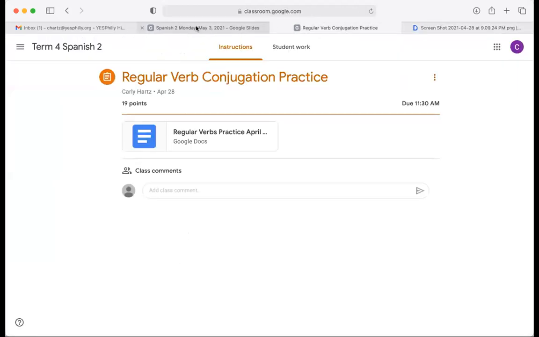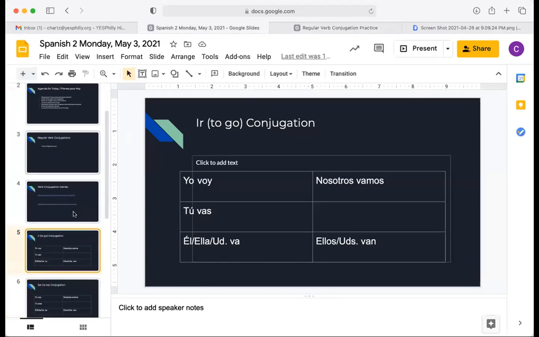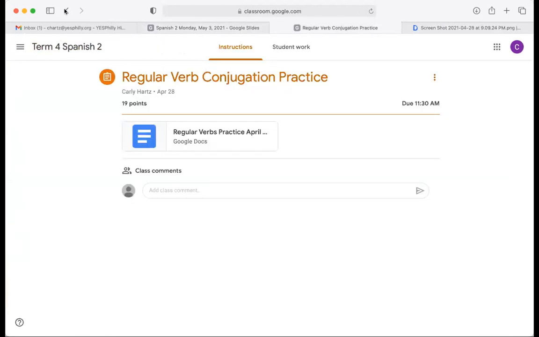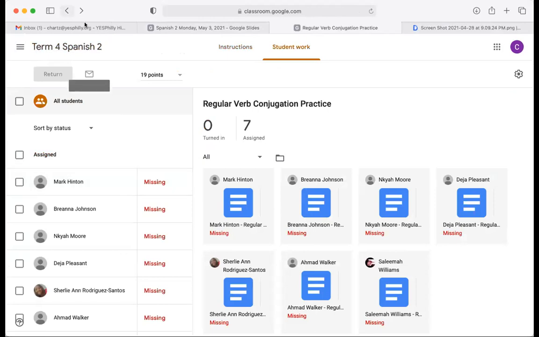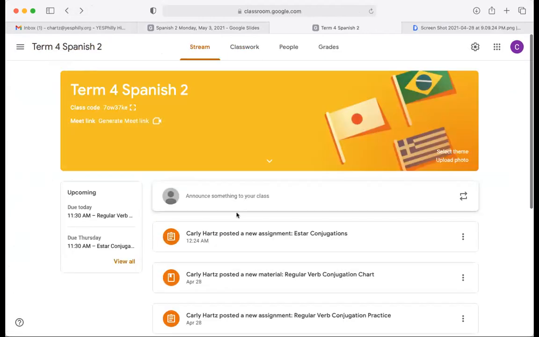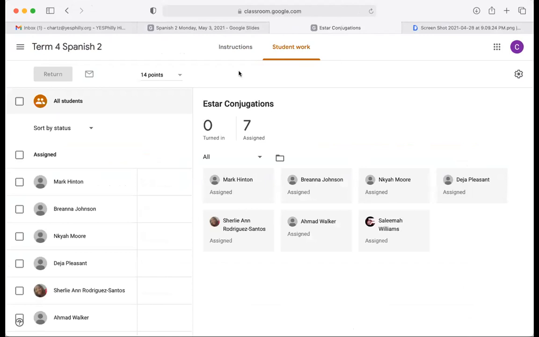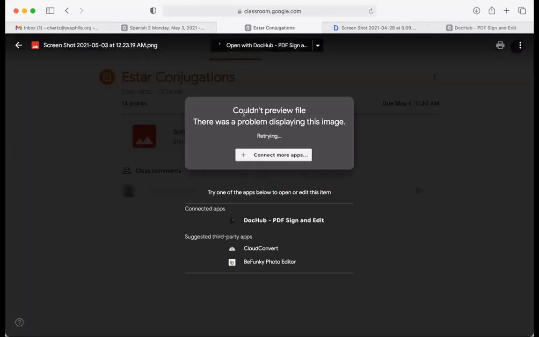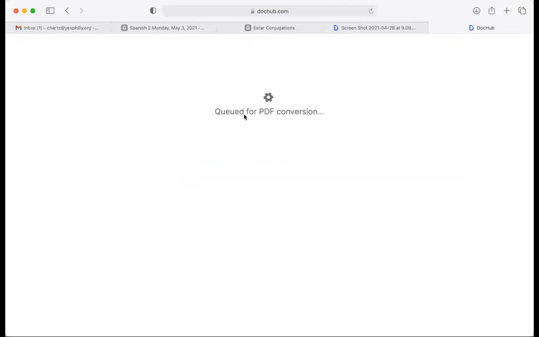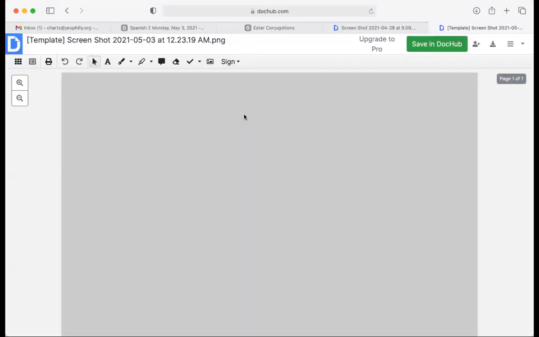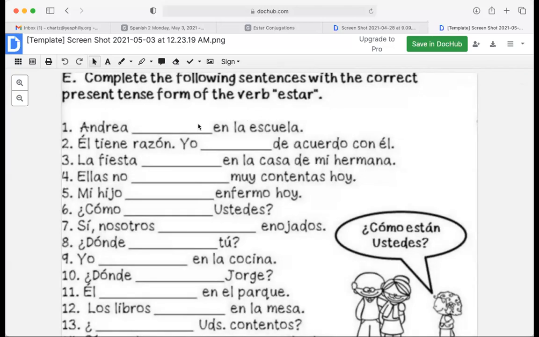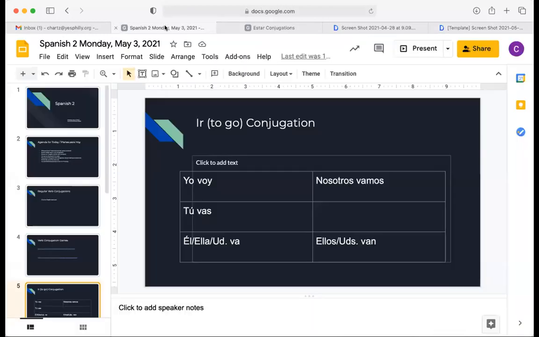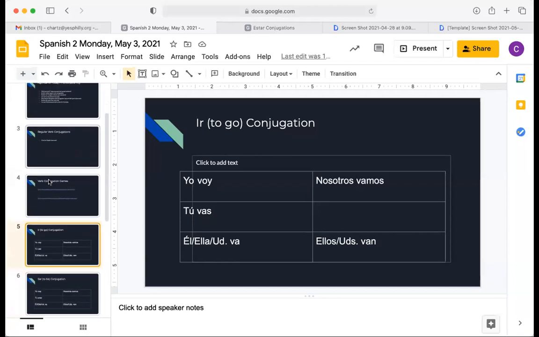Okay. All right, good. So let me go over the homework because I didn't get through nearly what I wanted to today, but that's okay. For our homework for Thursday, you guys can just make it a Google Doc or something like that, or you can just email me your answers. You're going to complete the following sentences with the correct present tense form of the verb estar. We didn't get to it today, but that's okay because we went over it before.